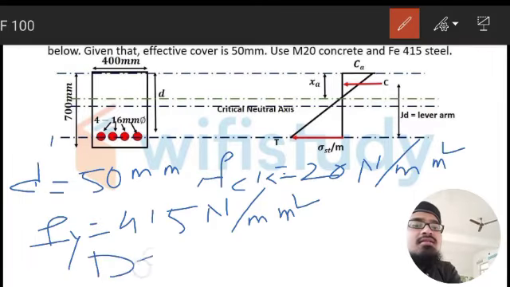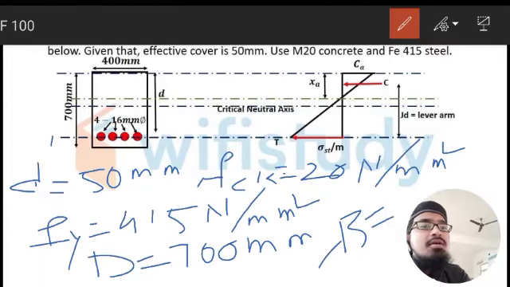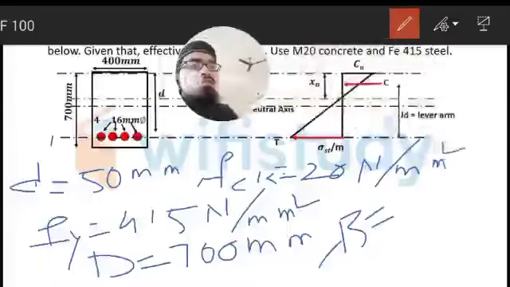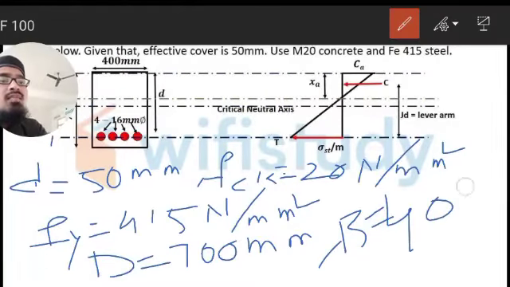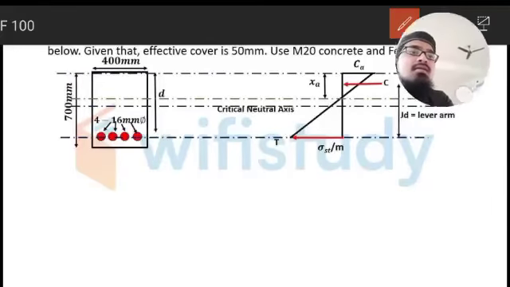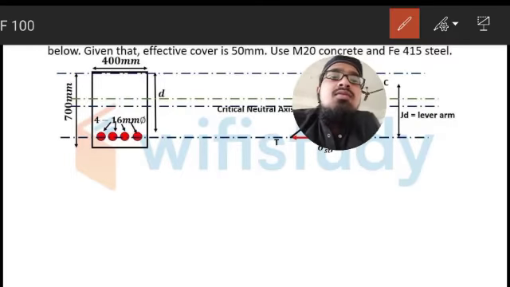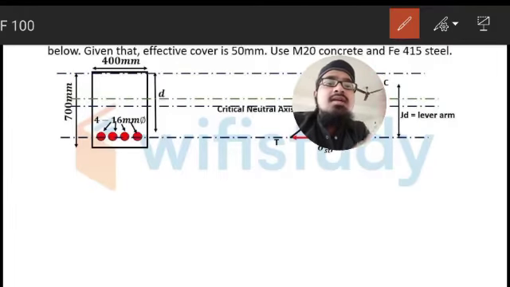Okay, the overall depth is also given. Through the diagram we can see the overall depth is 700 mm. Please note down in your notebook along with me. Whatever I am writing, you should be writing in your notebook also. So B is equal to 400 mm is given. This is the width actually. So 400 mm. Okay, this is the given data. Now I am erasing it. So until now, the given data has been written, and the moment of resistance formula also I have told you.